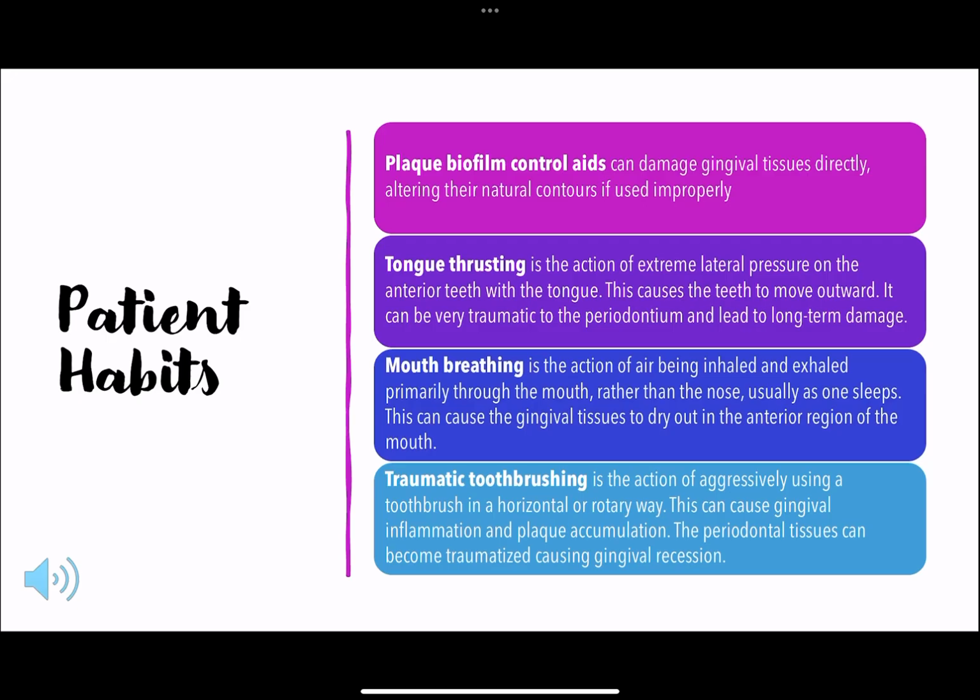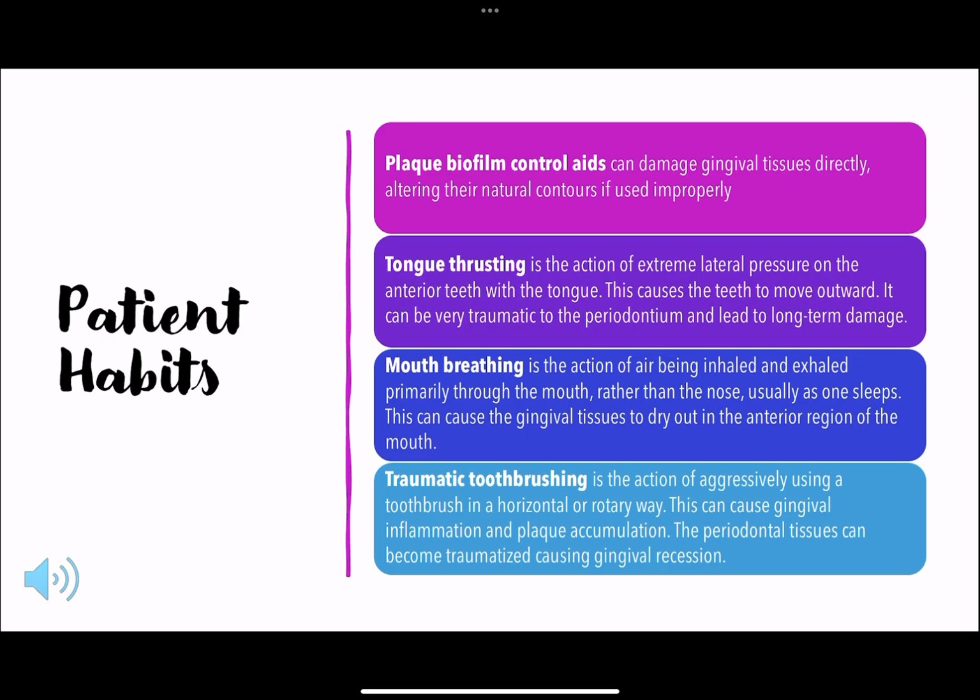The next local contributing factor that we're going to be discussing are patient habits. The patient habits that we have listed here are misuse of plaque biofilm control aids, thrusting of the tongue, mouth breathing, and traumatic toothbrushing. Some plaque biofilm control aids that you may be familiar with include toothpicks or interdental floss-ups. These aids can damage gingival tissues directly, altering their natural contours if used improperly.